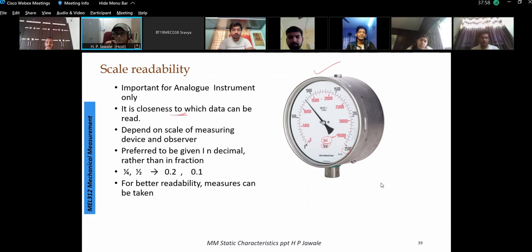So let us understand based on scale only, the display panel only. The display panel here of this instrument is, say, a black pointer on a white background, and there are some graduations shown, say graduation 1, graduation 2 and so on. So how I can interpret the information over the scale, that is the readability. So it depends on the scale of the measuring device and the observer. Now it is preferred to give that in decimal rather than the fraction.